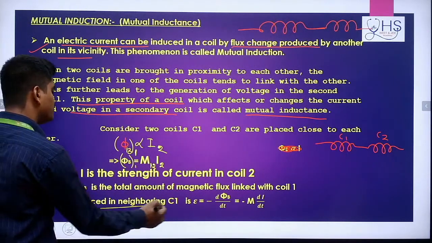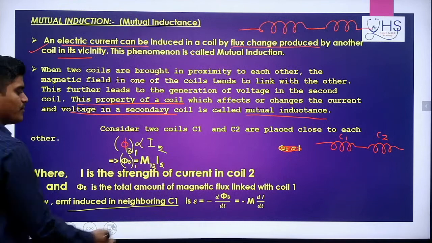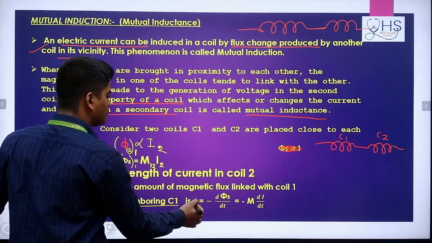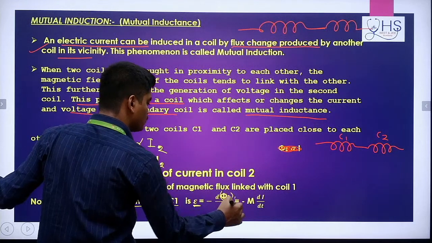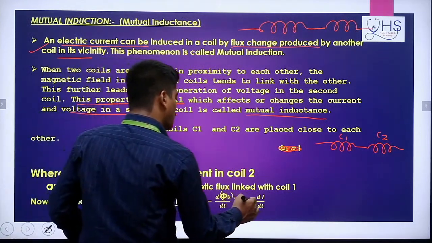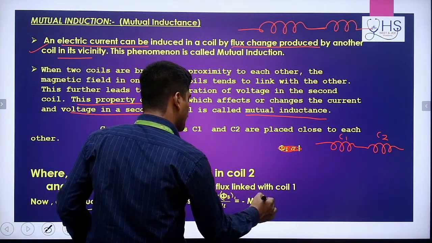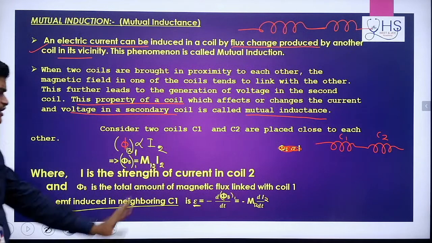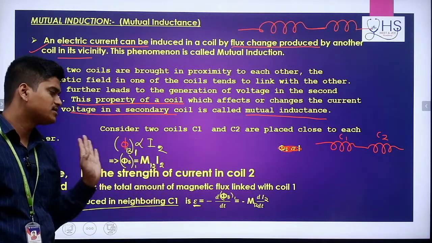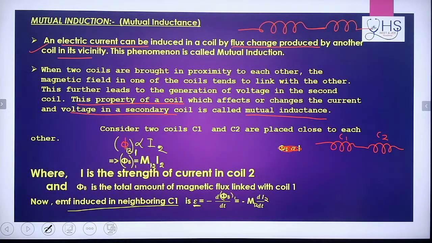Now the EMF induced in the neighboring coil C1, according to Faraday's law, is E equal to minus d phi 1 by dt. Now it is minus M12 into dI2 by dt. Normally in this particular case I can write only M. Later I can take two coils or coaxial solenoids, you can understand.